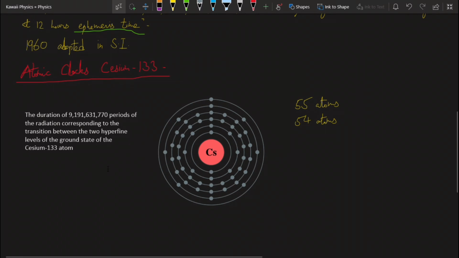We talked recently about how an atom jumps from lower to higher, but it depends on the energy it absorbed or released. If it goes higher, it means it absorbed energy.